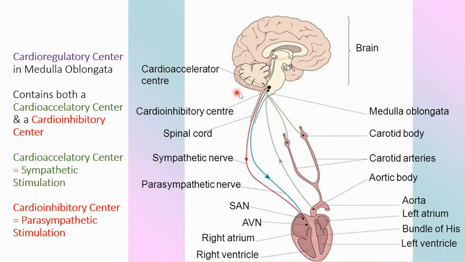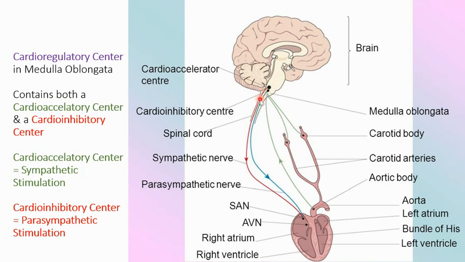Cardioregulatory center. So right here is your cardioregulatory center of the medulla oblongata. Now the cardioregulatory center has both a cardioacceleratory component and a cardioinhibitory component. The cardioinhibitory component obviously is going to inhibit the heart from speeding up, meaning that's going to be parasympathetic stimulation. The cardioacceleratory component is going to be trying to speed things up, right? Fight or flight response.